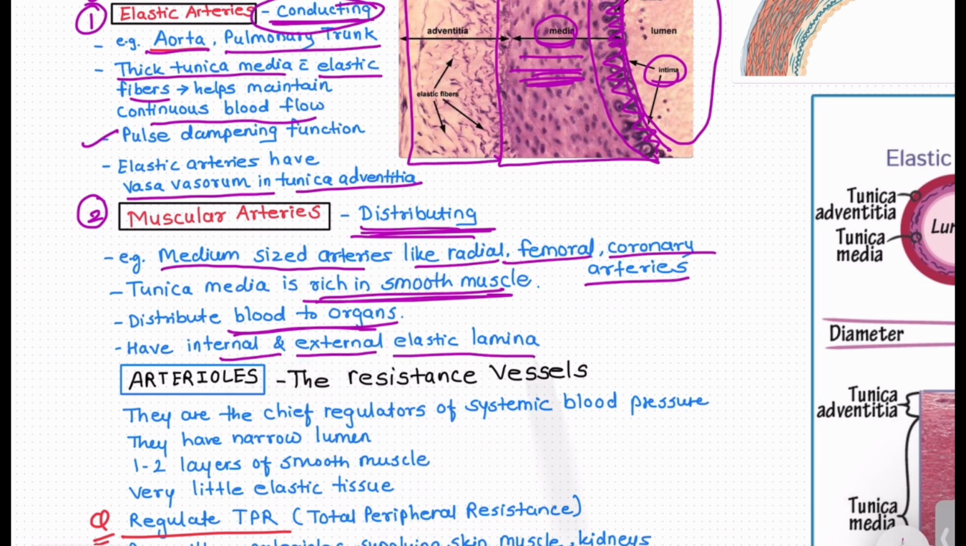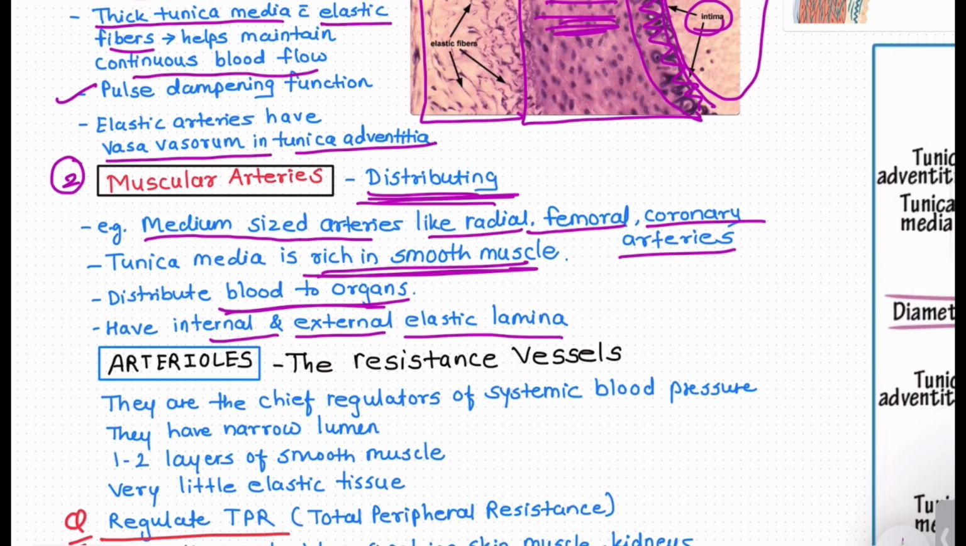So remember that the size of muscular artery is medium, whereas elastic arteries are bigger, larger. And the muscles are more in tunica media of muscular arteries as compared to that of elastic arteries.